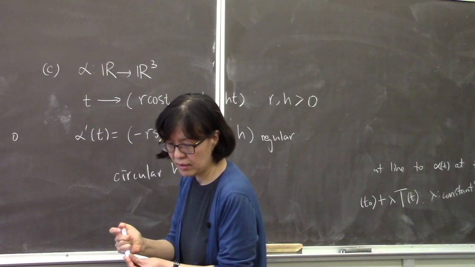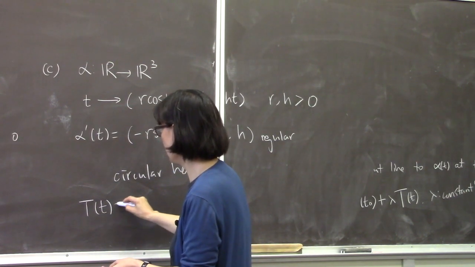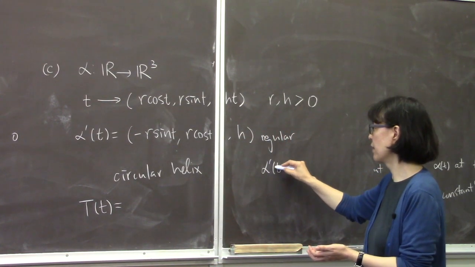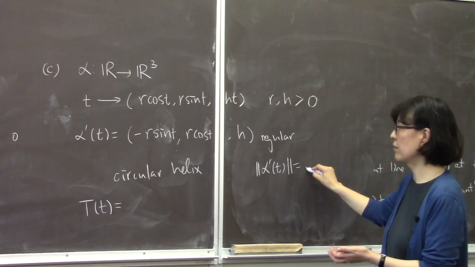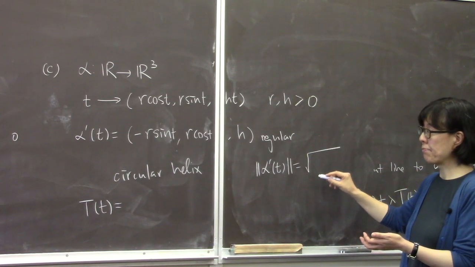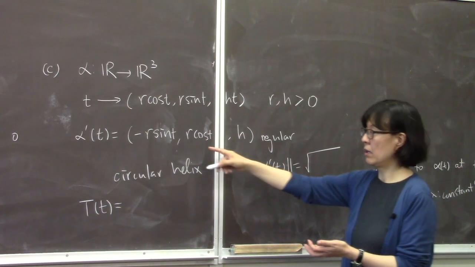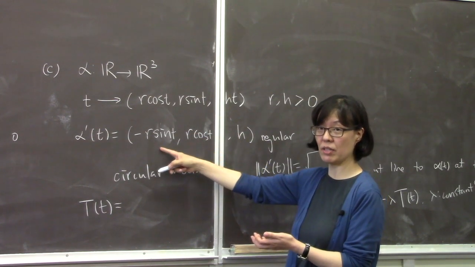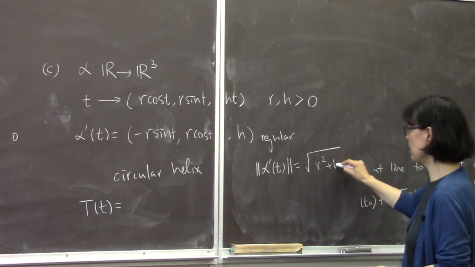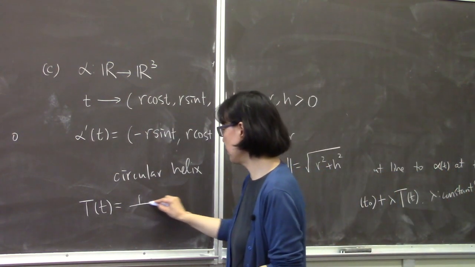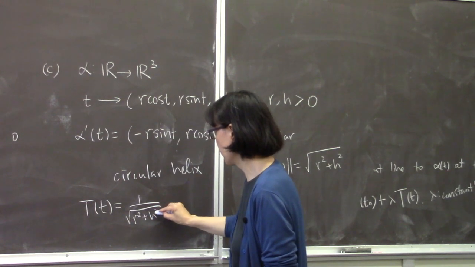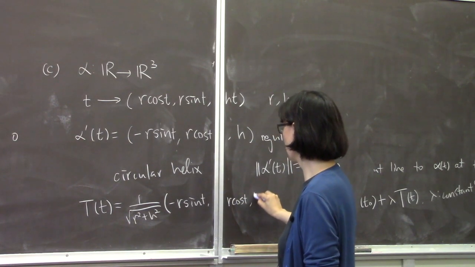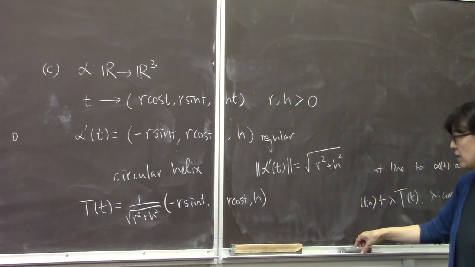Okay. Then actually, what is the magnitude of the tangent vector? Square root of r squared sine squared t plus r squared cosine squared t, which makes r squared, right? So r squared plus h squared. So if you divide that out, then we have a unit tangent vector.